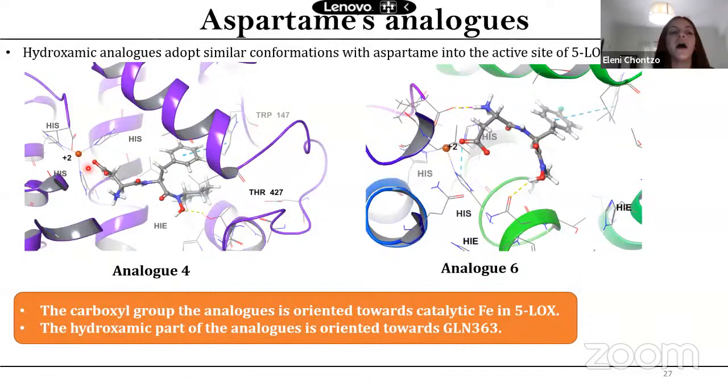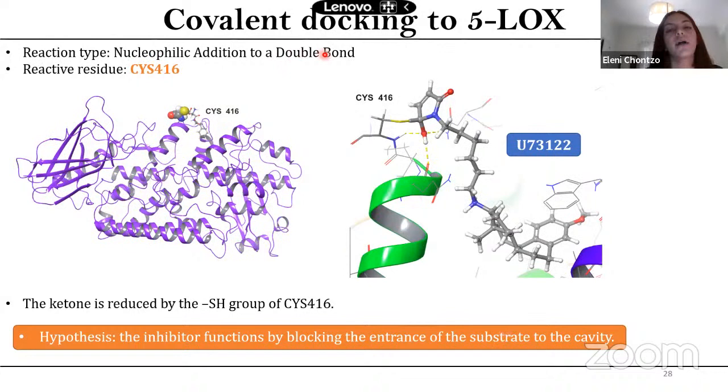But indeed, the carboxyl group of aspartame that also remained in all the analogs that were created was residing in vicinal proximity with the iron. However, the hydroxamic part was oriented to the other side of the cavity, like here, towards the glutamic acid 363. Finally, we would like to test if aspartame could serve, in fact, as a covalent binder to 5-LOX.